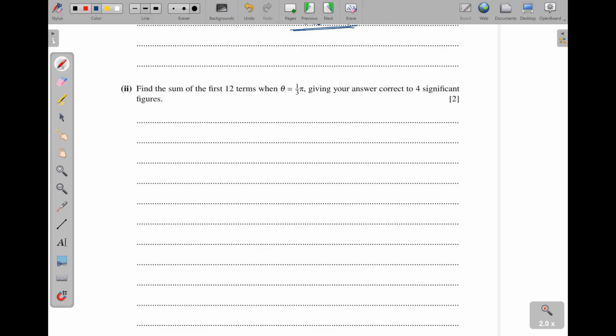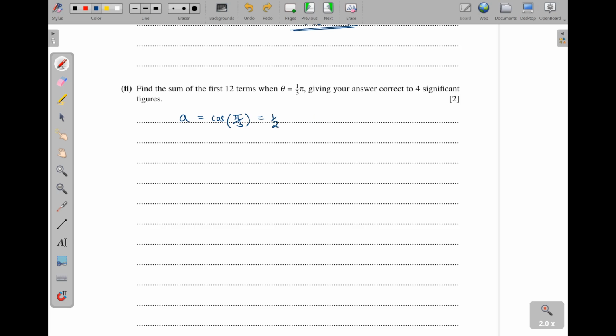Then Roman 2, find the sum of the first 12 terms when theta is equal to pi over 3, giving your answer correct to 4 significant figures. So we need to first find the first term. Remember, it is cosine of theta. So we put this pi over 3. Cosine of 60 is a half, so this will be a half.